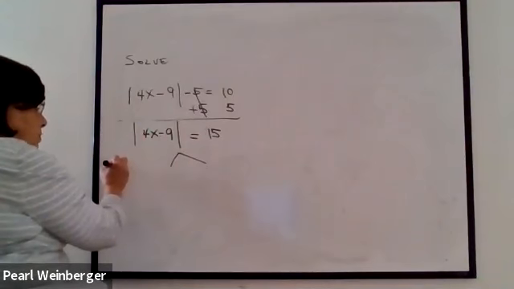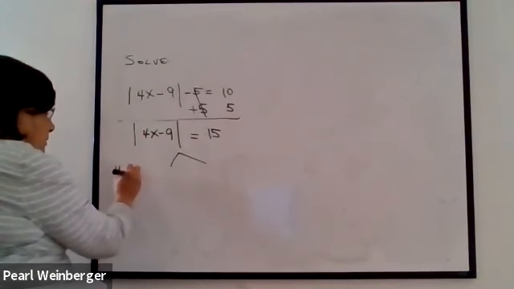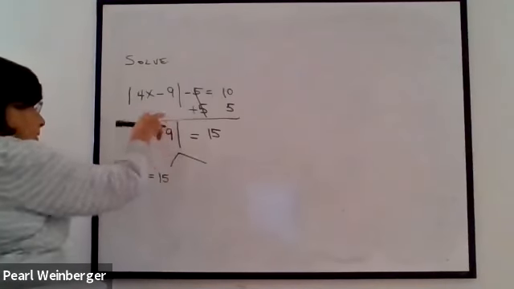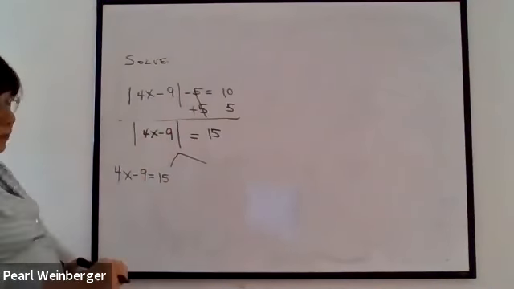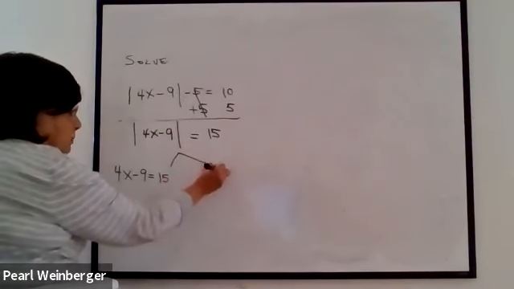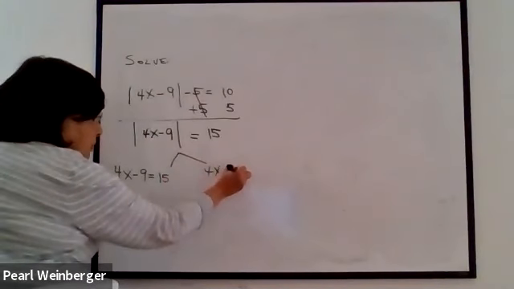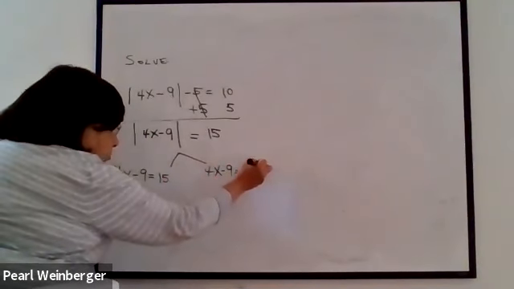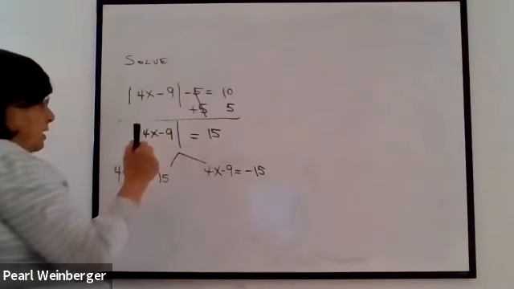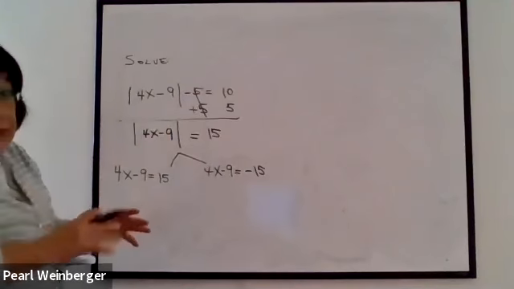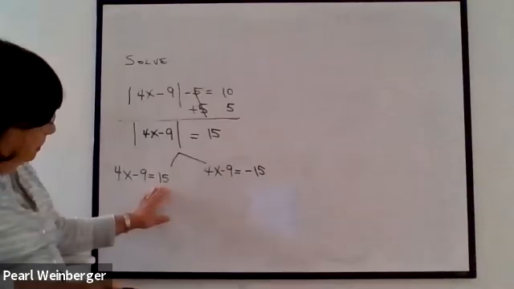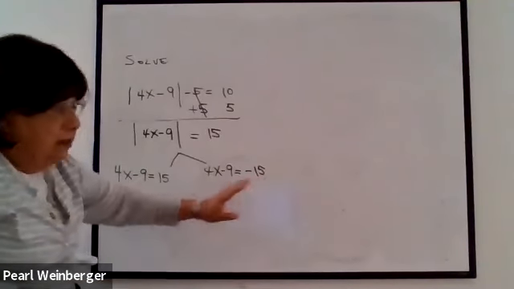The first equation I get is simply 4x minus 9 equals 15. I just drop these absolute value signs. The second equation I get is by doing 4x minus 9 equaling negative 15. So one equation is with a positive number and the second equation is a negative number. The two equations are almost identical. The difference being that the number on the other side in one case is a positive number, in the other case it's a negative number.